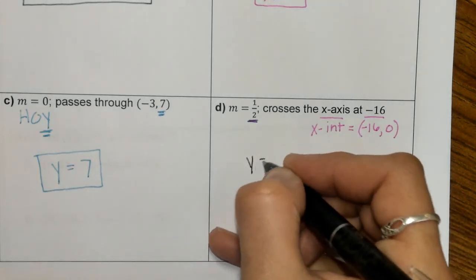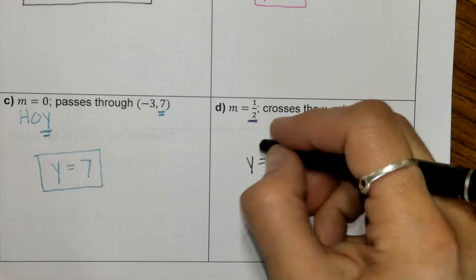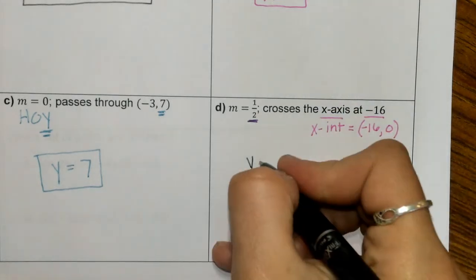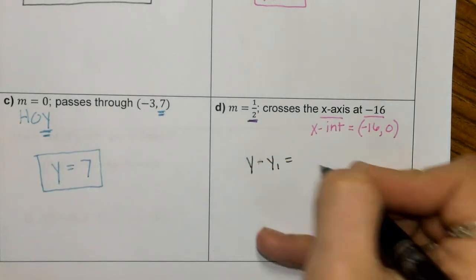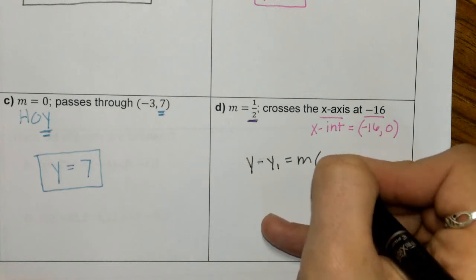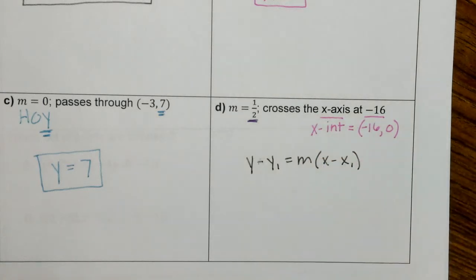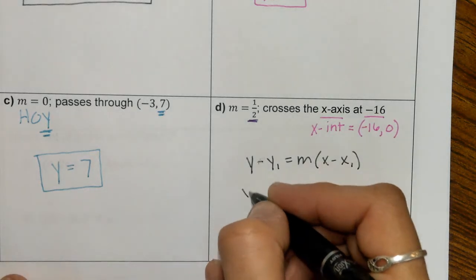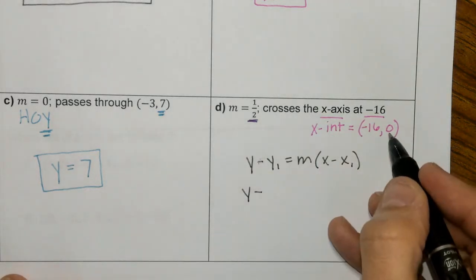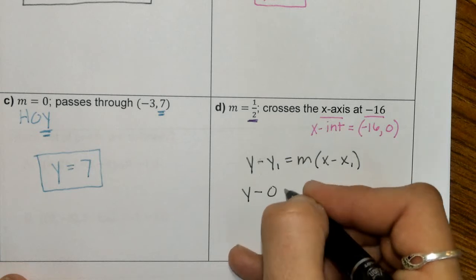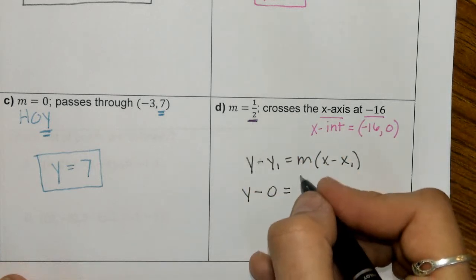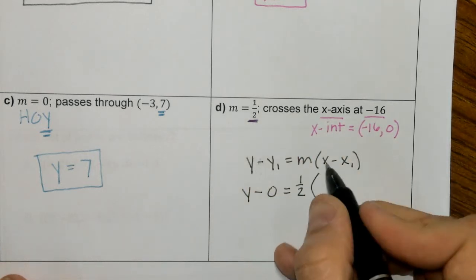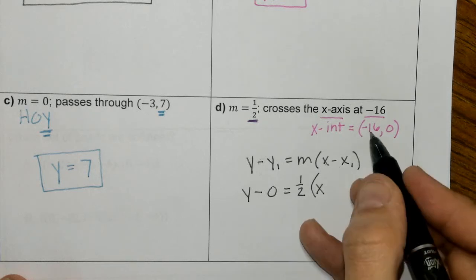So we have y minus y1 equals m parentheses x minus x1. And we can substitute in for what we have. Well, here we have y minus, what's our y coordinate? 0 is equal to our slope of 1/2 parentheses x minus our x coordinate.